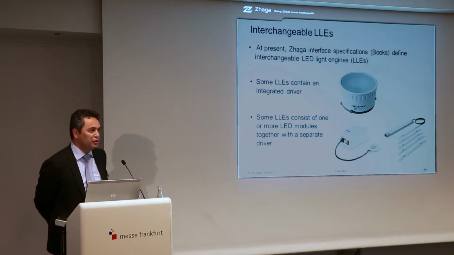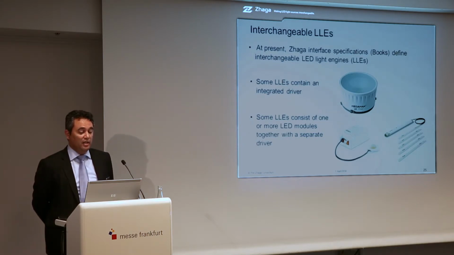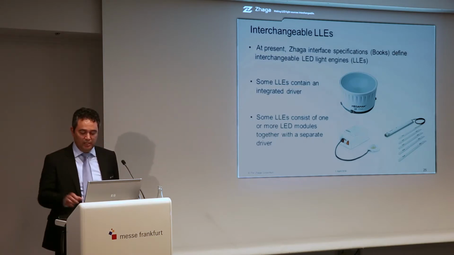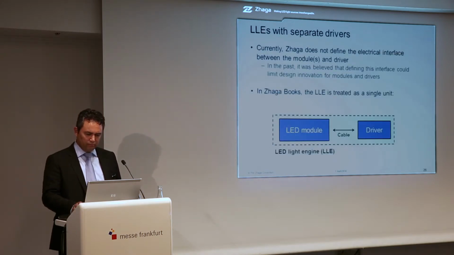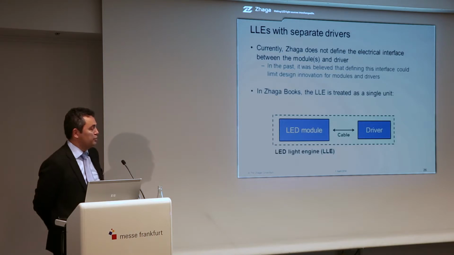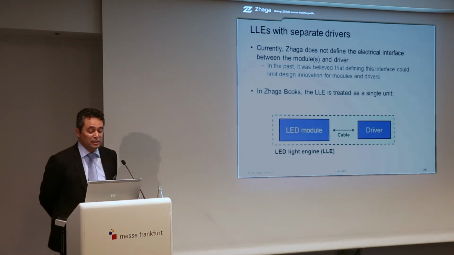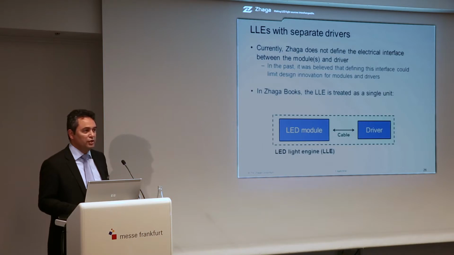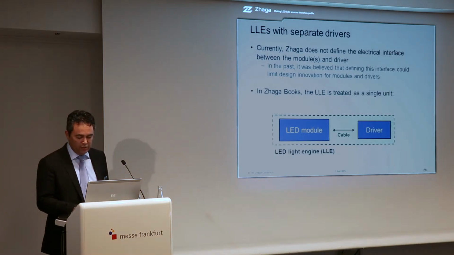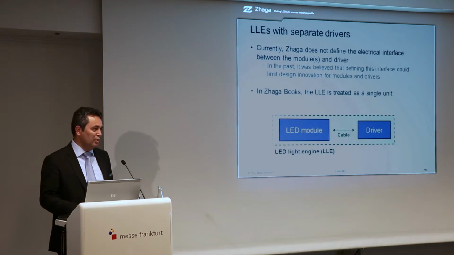So if you look at the overview of the books, I explained to you that we have LED light engines that integrate the control gear or the driver, as well as LED light engines that have a separate driver. And it's particularly in the last category where this becomes relevant. And the reason is because we currently don't specify the interface between the module and the driver. Again, you really can't exchange the one and then not the other. You have to do it as a package deal. In other words, the LED light engine is treated as a single unit. It's replaceable only as a single unit in combination of the two components. And that's what we try to overcome.